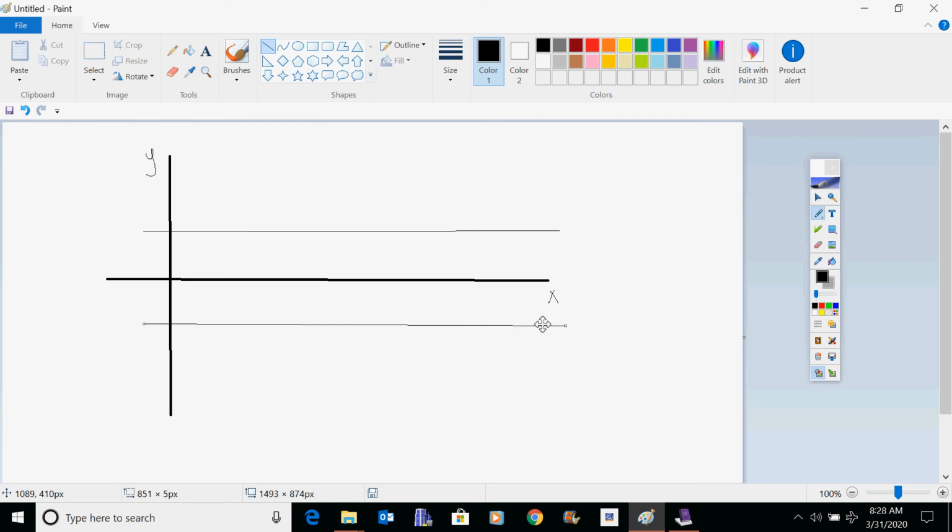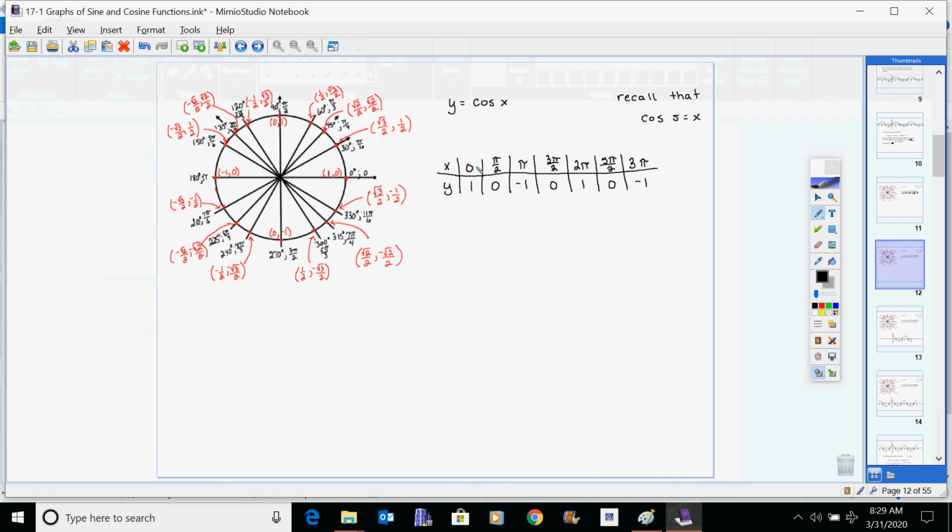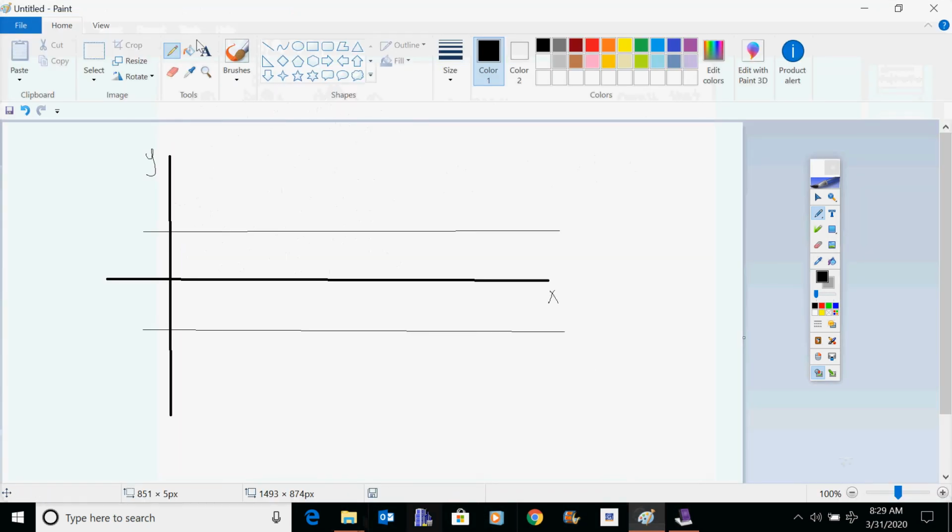Okay, so you have your x-axis. Now your x-axis is going to be your pi values. In our chart we had 0, 1/2 pi, pi, 3 pi over 2, 2 pi, 3 pi. I'm just going to put those values on it real quick. I would actually probably start with pi and 2 pi, and then divide those up. And 3 pi.